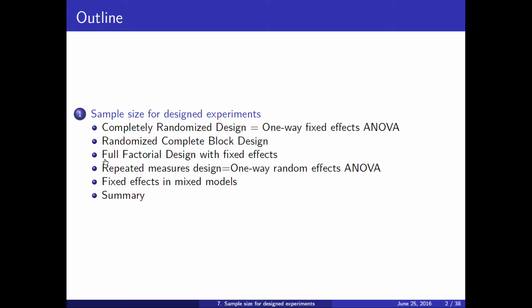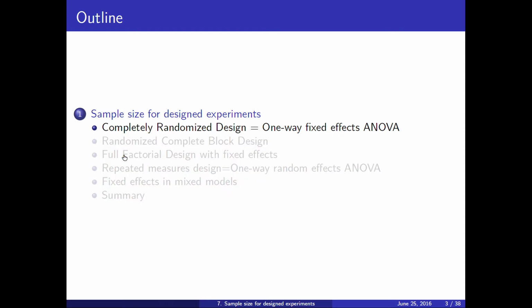The first one is this group, which is the more standard Anova analysis with fixed effects, while this second group will consider random effects, and we will separate them in two videos. So let's start with the one-way Anova with fixed effects. This is also called a completely randomized design.